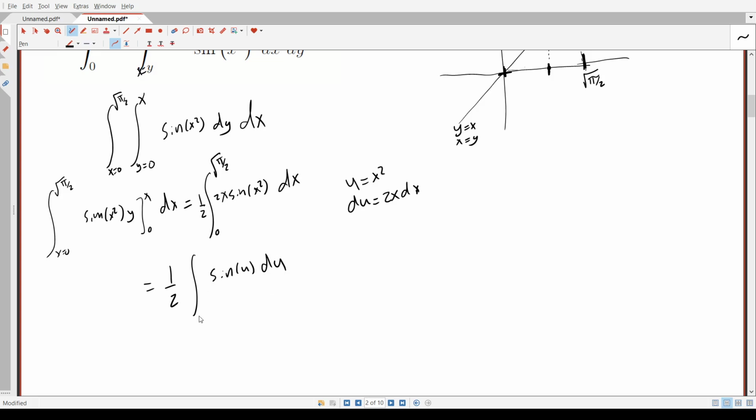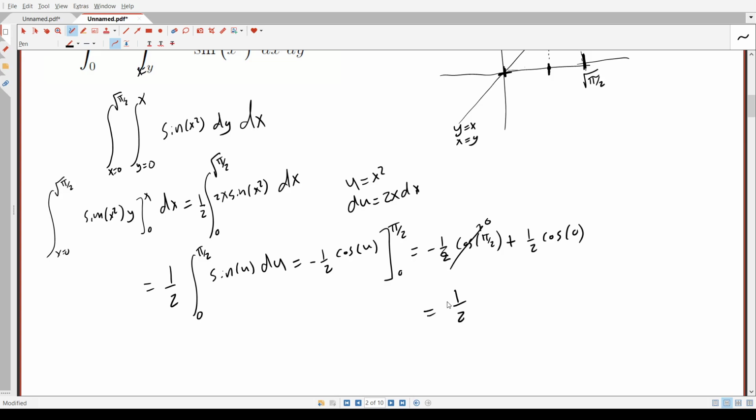At 0, u is 0. At square root of pi over 2, if I square that, u is going to be pi over 2. And 1/2 times the integral of sine, which is negative cosine, from 0 to pi over 2. And I get minus 1/2 cosine of pi over 2 minus minus 1/2 cosine of 0. Cosine of pi over 2 is 0, cosine of 0 is 1. So this is going to be 1/2.